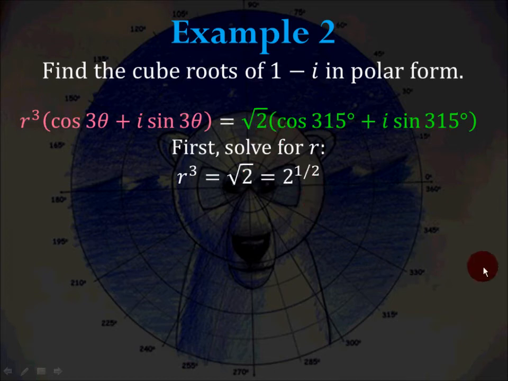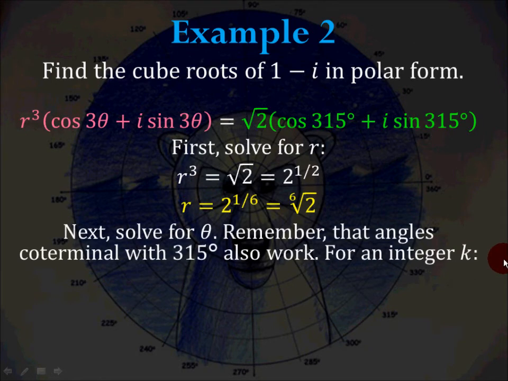Radical 2 happens to equal 2 to the 1/2 power. If you take the cube root of both sides, you see that r is 2 to the 1/6, or the 6th root of 2. Now we have to solve for theta. Remember, when you solve for theta, any angle that's coterminal with 315 degrees will also work. So for any integer k, 3 theta has to equal 315 plus k times 360.